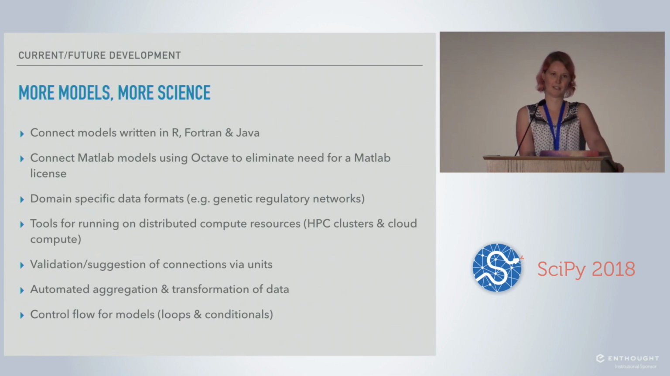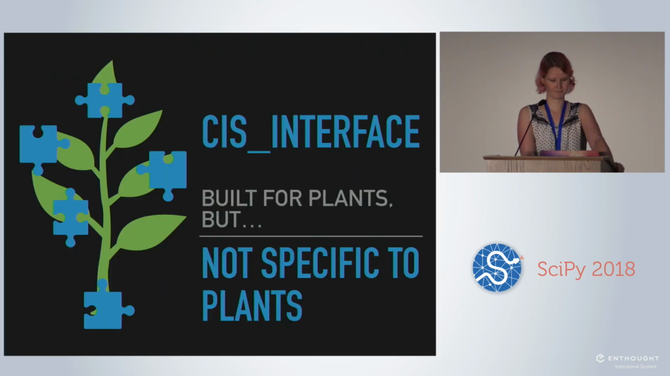Also looking at domain-specific data formats, running on distributed compute resources such as HPC clusters and cloud computing, using the units to actually validate the connections that we make between models, so that we are not just passing something that's grams to something that expects length or something like that, which would produce garbage. So those units can be really valuable there. Also looking at automated aggregation and transformation of data, and control flow for the models such as loops and conditionals.